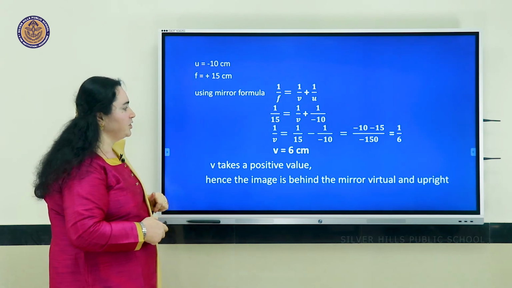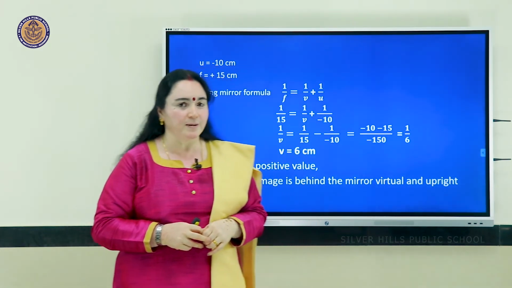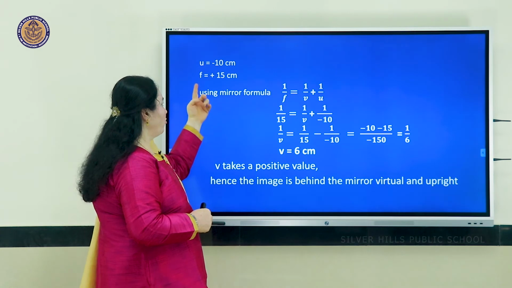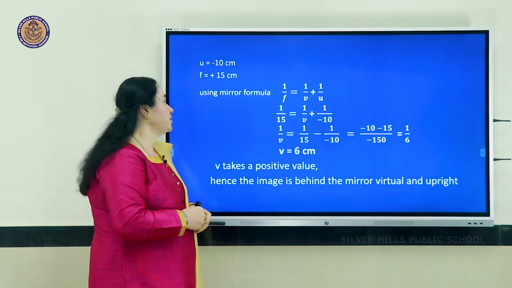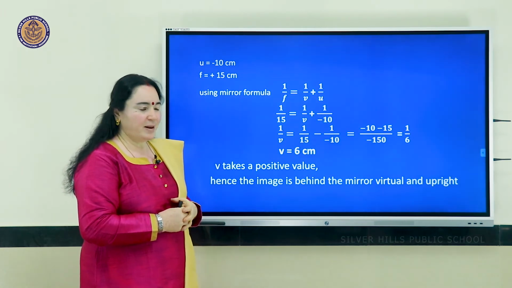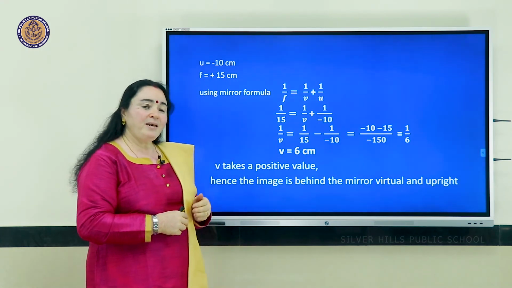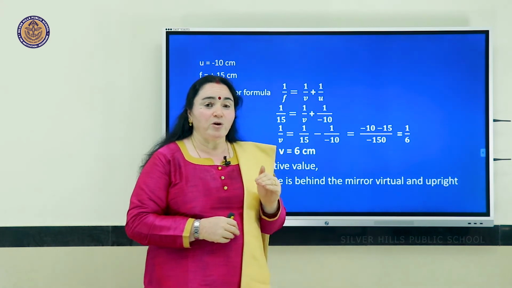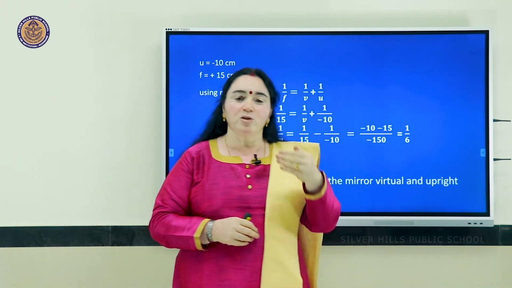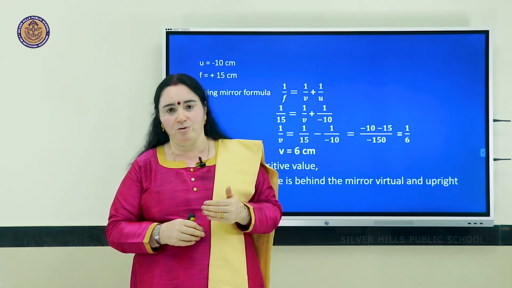So I've tried to apply the Cartesian sign convention and solve it for you. Using the Cartesian sign convention in our numerical, I found that U is equal to minus 10 centimeter. Focal length of the convex mirror is equal to positive 15 centimeter. Then I bring my mirror formula in place. 1 by F is equal to 1 by V plus 1 by U. And writing this mirror formula in your answer paper is very, very essential because it fetches you half or 1 mark there. Because you have to split them down into steps while you are solving the problem. Steps carry marks over here.